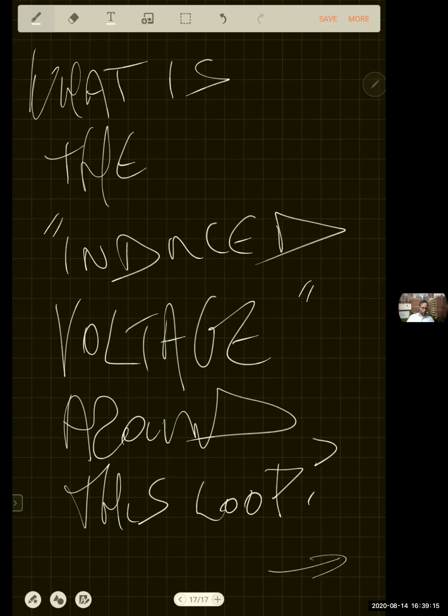Well, remember, voltage is electric potential, electric potential difference. Electric potential difference is electric potential energy per charge. That means work that would be done by the electrostatic force per charge. So we want the voltage.